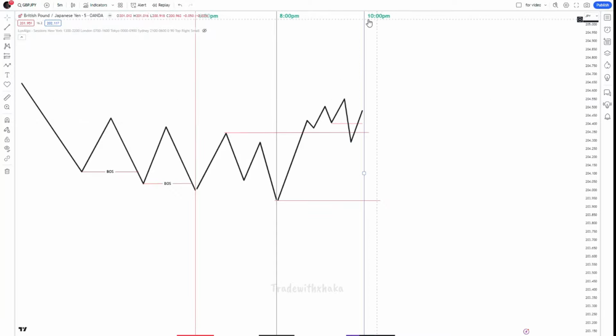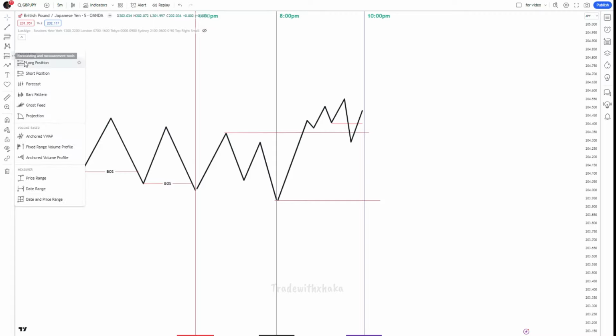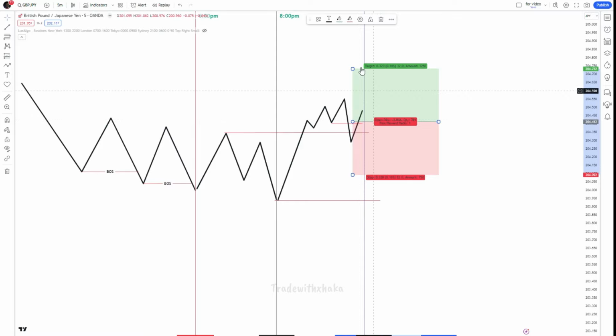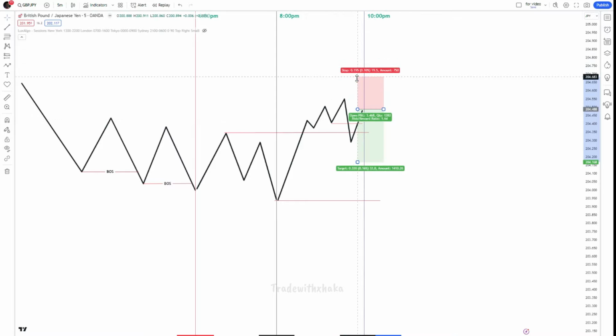The entry will not exceed this 10 o'clock p.m. Anything outside this 8 o'clock p.m. to 10 o'clock p.m., you don't take that trade. I said what? You don't take that trade. So now we are going short. We're going short from this fair value gap. You give at least 2 pips because of spread.